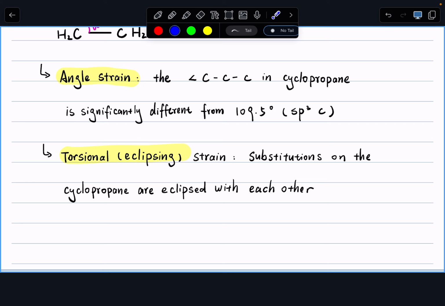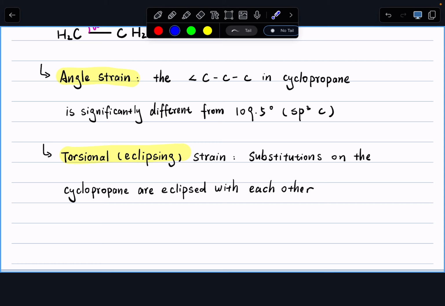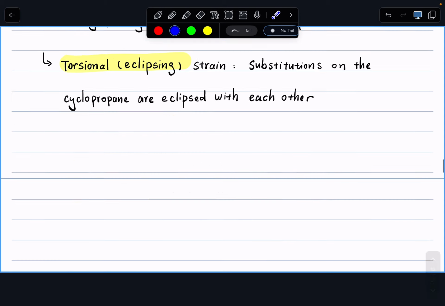Yes? So does strain equal the energy level of the molecule? Yes and no. Strain basically says the molecule itself has a higher energy compared to its linear counterpart. If you're comparing cyclopropane with linear propane, then cyclopropane is more strained. But later on we'll see that if you're comparing cyclohexane versus linear hexane, then cyclohexane is not that strained.